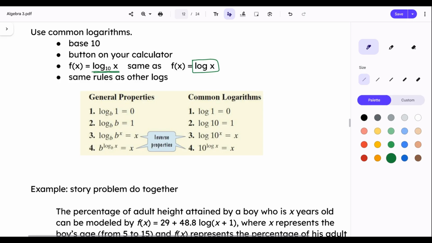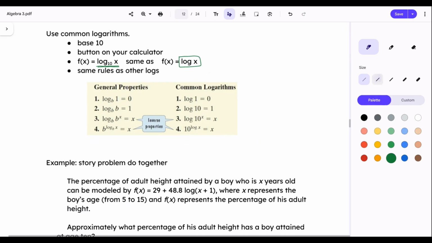So when we're doing operations with just a common logarithm, which has a base 10, we can use our calculator to help us do that. Okay, so let's do some examples here, and we may have to use our calculator to help us solve this.